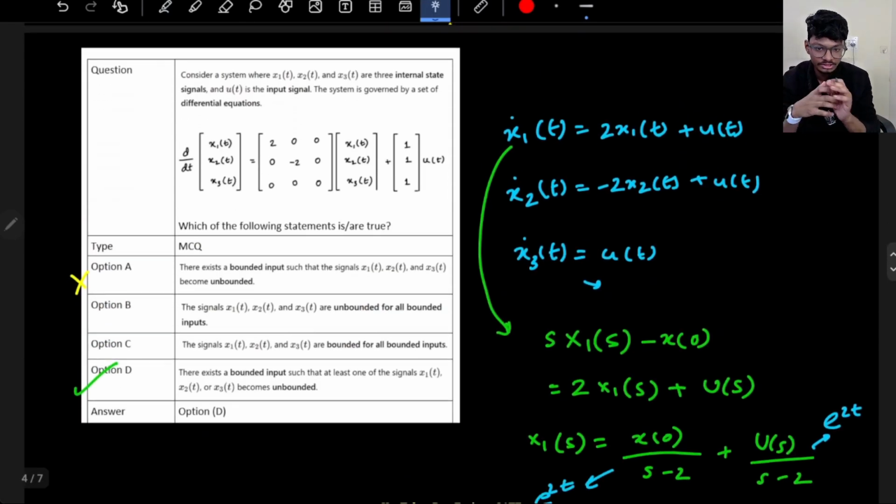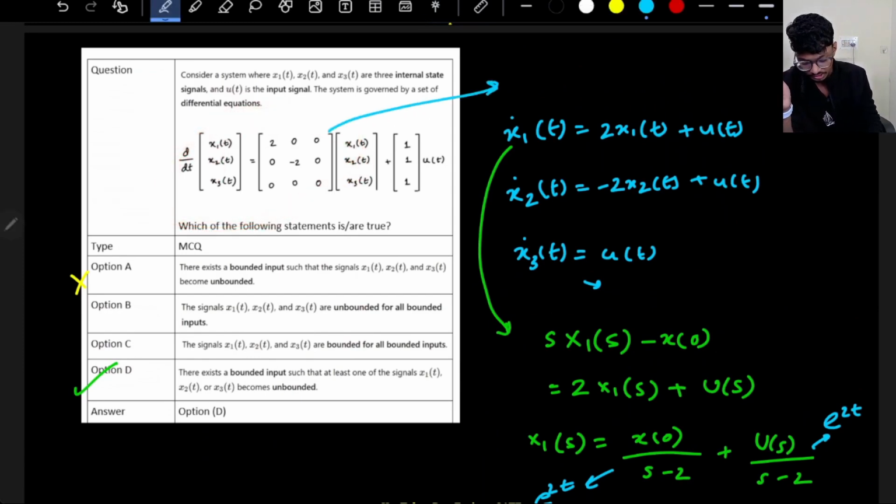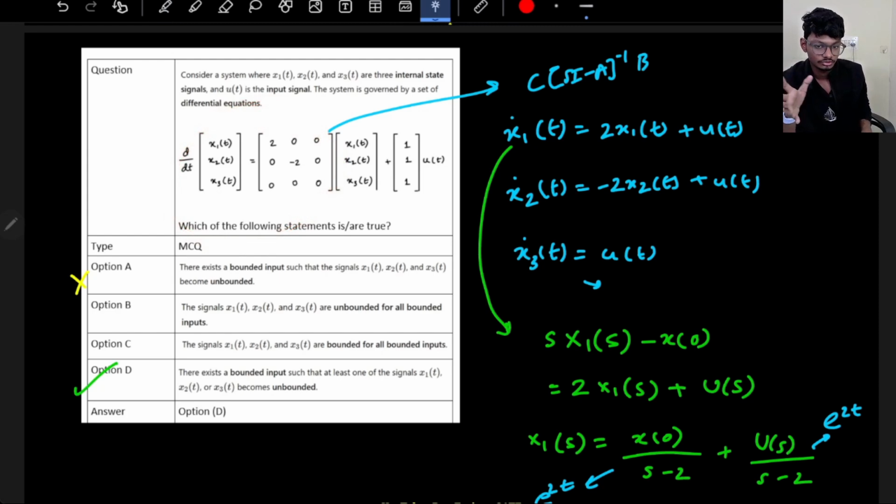This question was not difficult, but it was a tricky and very fundamental question. So what GATE is doing is asking questions from very basic things. They are not telling you to remember any formula. They haven't asked you to remember that your transfer function will be C (sI minus A) inverse B. They have not asked that. They have simply asked from the internal state variables. So they are asking questions from basics. So I hope you have understood this question.